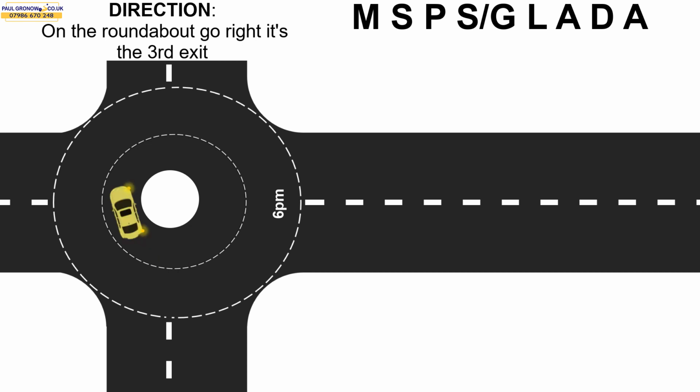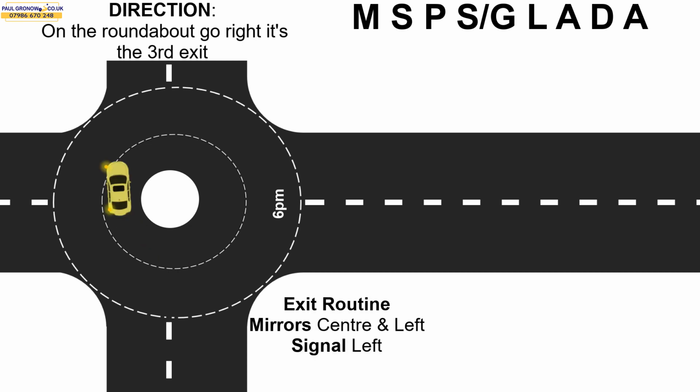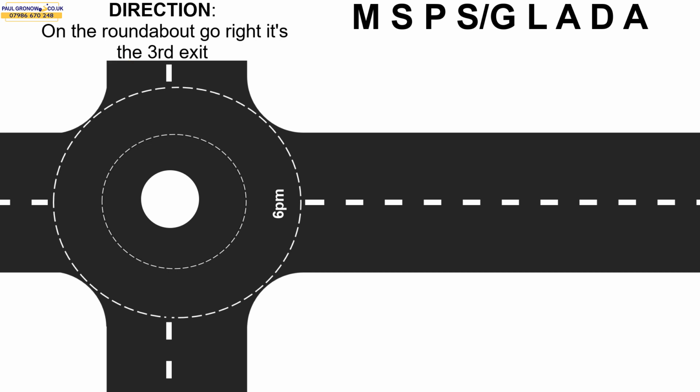When you get past the exit prior to yours, you do the exit routine, which is mirror, center, and left. Signal left and you position normally the left-hand side of the road. Sometimes you might find that you are guided to the right lane as you approach the exit on the roundabout. More about that in future videos.